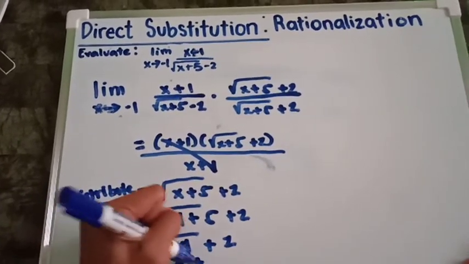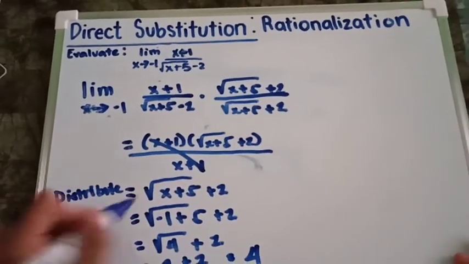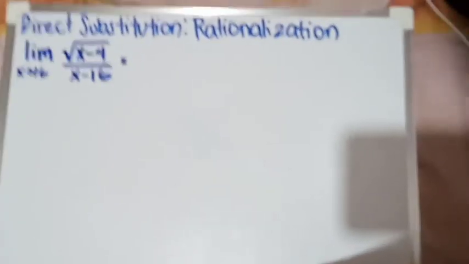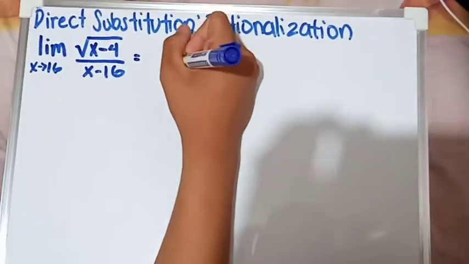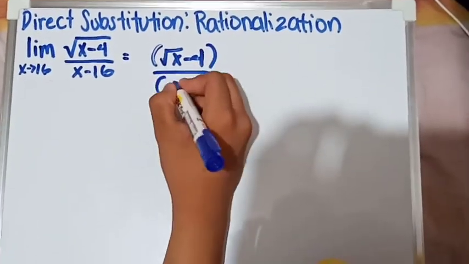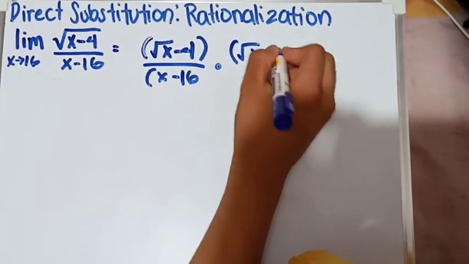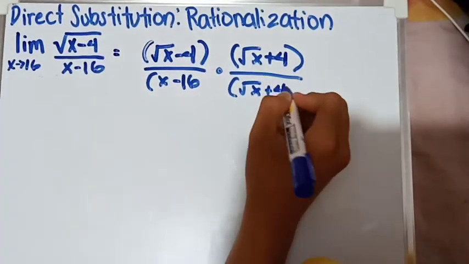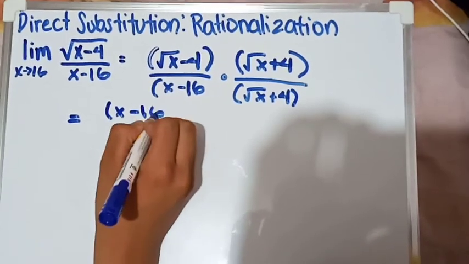So guys, welcome to the fourth example: the limit of the square root of x minus 4 over x minus 16 as x approaches 16. So you're going to rationalize, multiply the numerator to the denominator. So the answer for the square root of x minus 4 times the square root of x plus 4 is x minus 16. Then x minus 16 over x minus 16 times the square root of x plus 4.